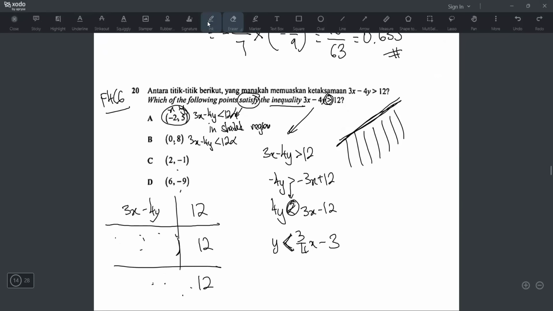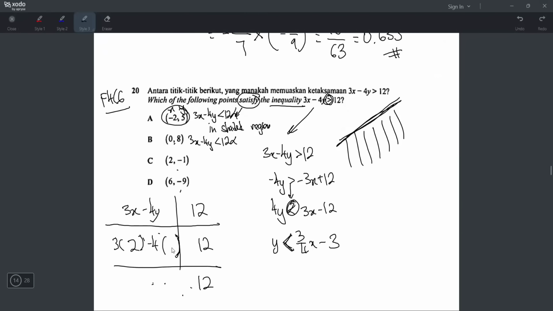Okay, now take your eraser again and repeat the same step, this time with 2, negative 1. So 3 bracket minus 4 bracket, x is 2, y is negative 1. 3 times 2 is 6. 6 plus 4 is 10. 10 is lesser than 12. That means when you sub this point inside, you end up getting 3x minus 4y lesser than 12. So also wrong. So D is the answer already.